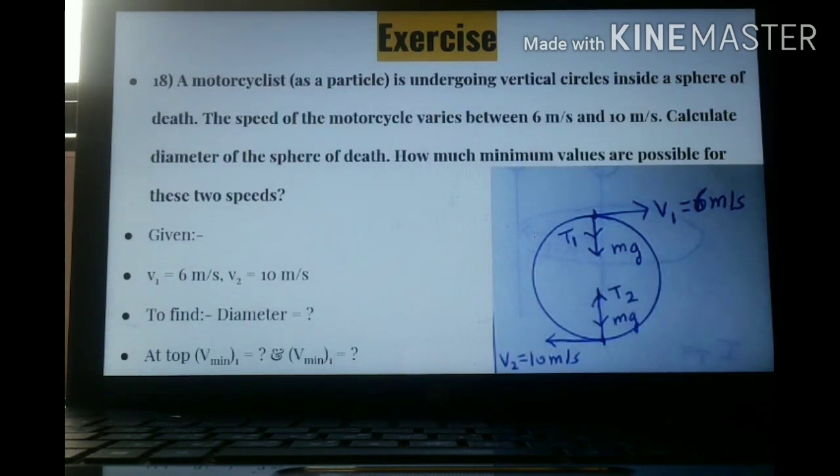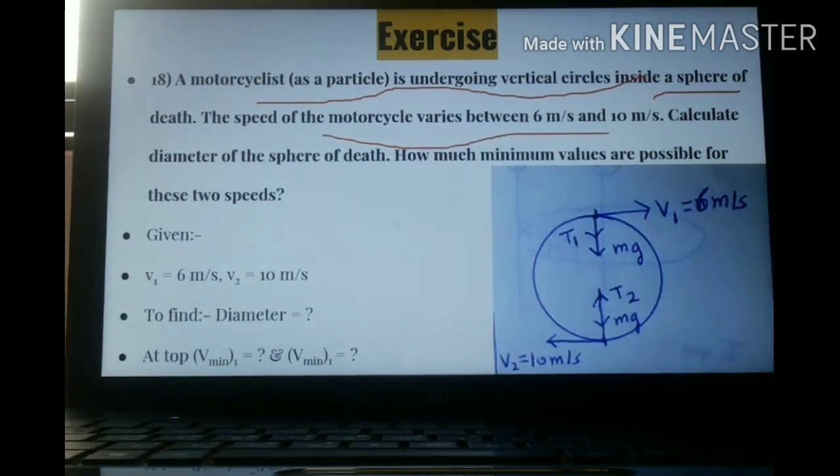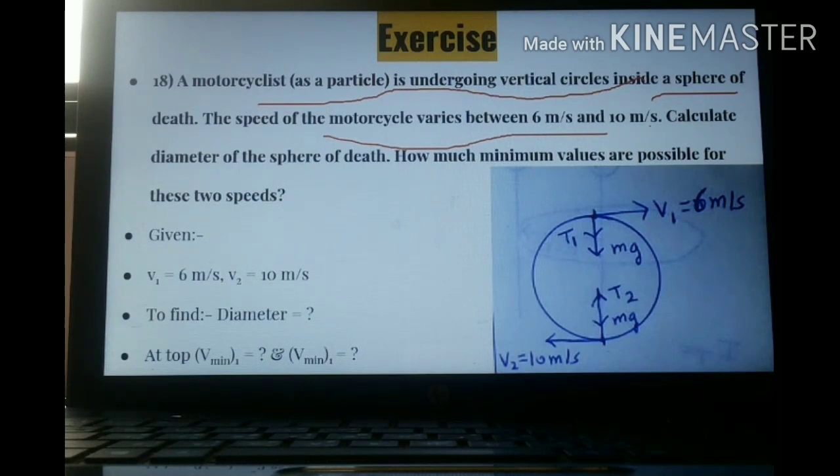Now what we have to find out? The motorcyclist is undergoing a vertical circle. The motorcycle is undergoing a vertical circle inside a sphere of death. The speed of the motorcycle varies between 6 meter per second and 10 meter per second. V max and V min have been given. Calculate the diameter of the sphere of death.